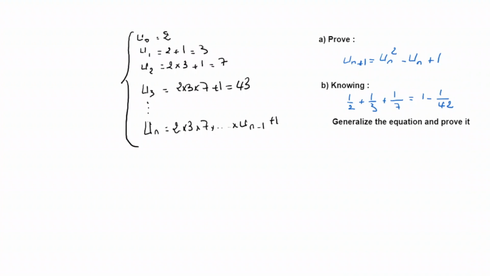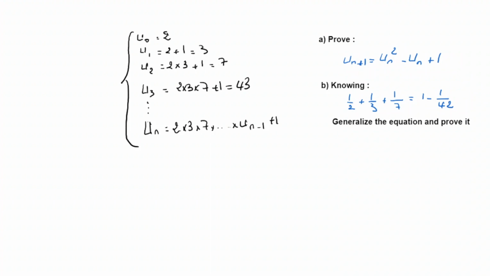And we have the generalization: UN equals 2 times 3 times 7, etc. until UN minus 1, plus 1. So the question is to demonstrate that UN plus 1 equals UN square minus UN plus 1. And the second one is, knowing that we have the inverse series, like 1 divided by 2 plus 1 divided by 3 plus 1 divided by 7 is equal to 1 minus 1 divided by 42.